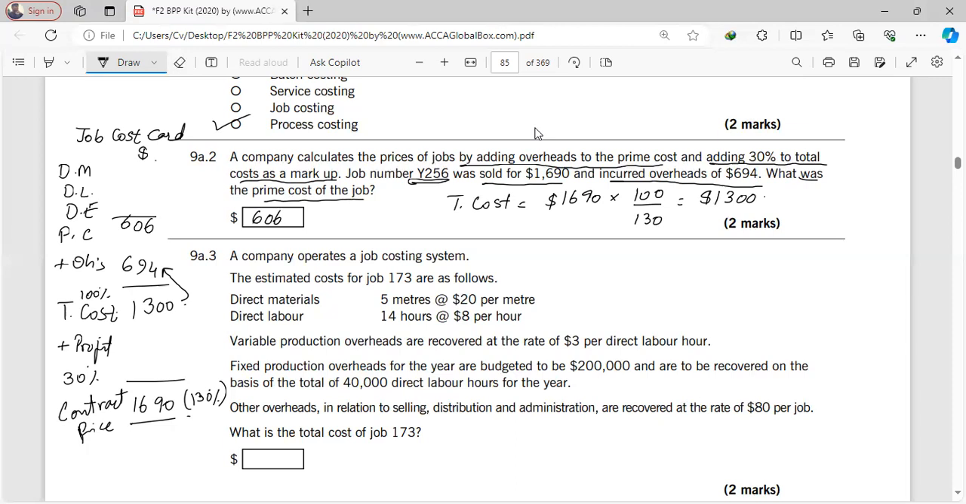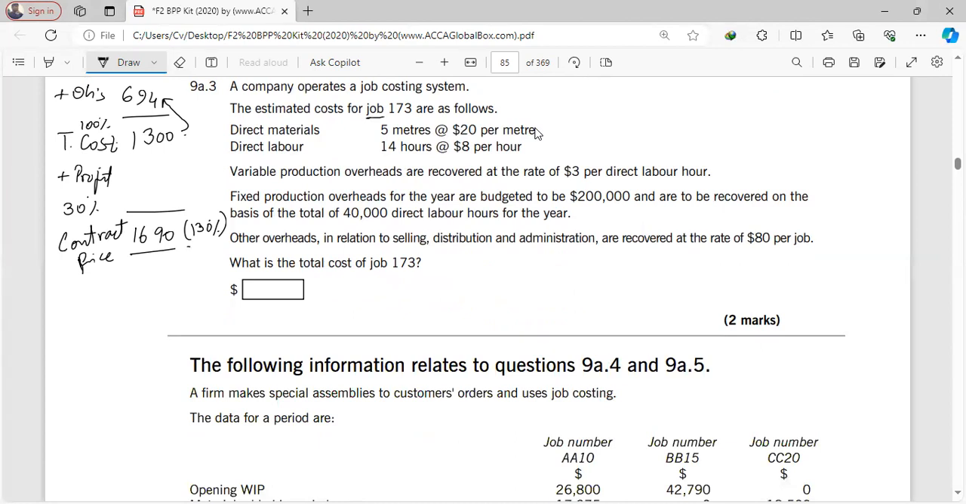Okay. Next one: a company operates a job costing system. The estimated costs for the job are as follows. Job number is 153. First of all, read the requirement. What is the total cost for the job? So we are required to calculate the total cost. It means we will add all the costs which are relevant to the job. Starting from the first one, direct material is 5 meters at $20. So 5 into 20, 100. Then 14 into 8, 14 into 8 is 112.